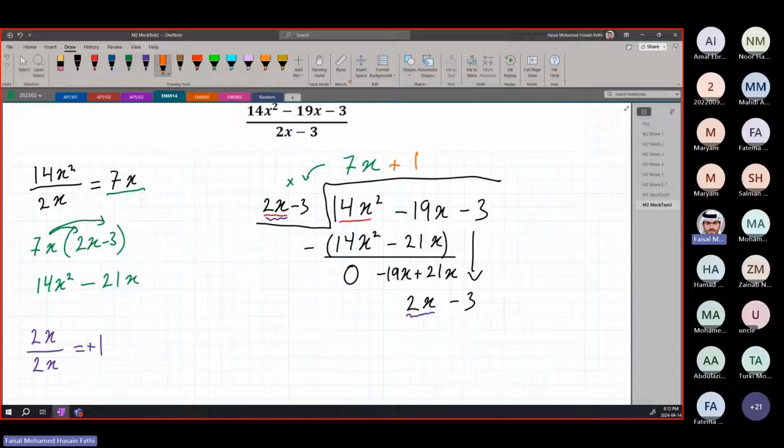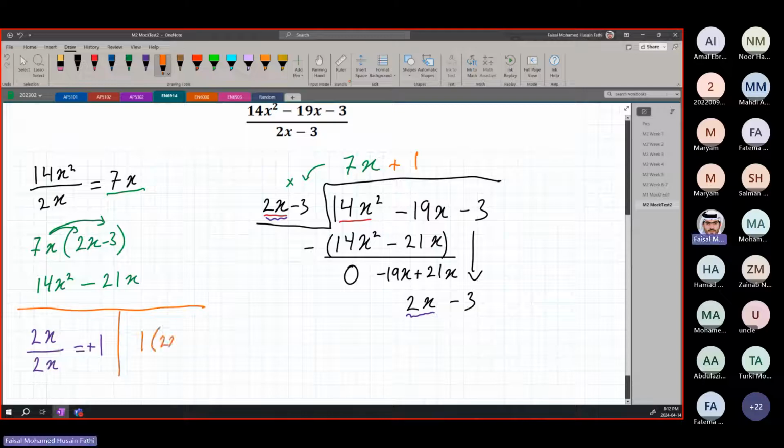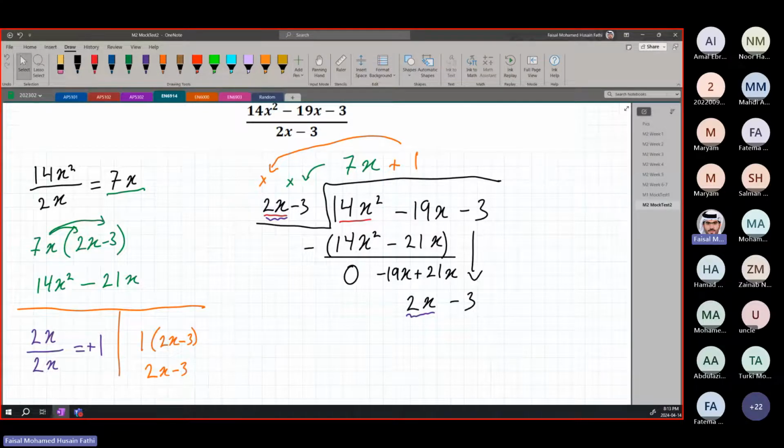Again, we're going to do the same thing. We're going to multiply 1 times 2x minus 3. We're going to take this value and multiply it with this 2x minus 3, and we're left with 2x minus 3. So we simply write this down here, 2x minus 3 over here. And we're going to do minus.